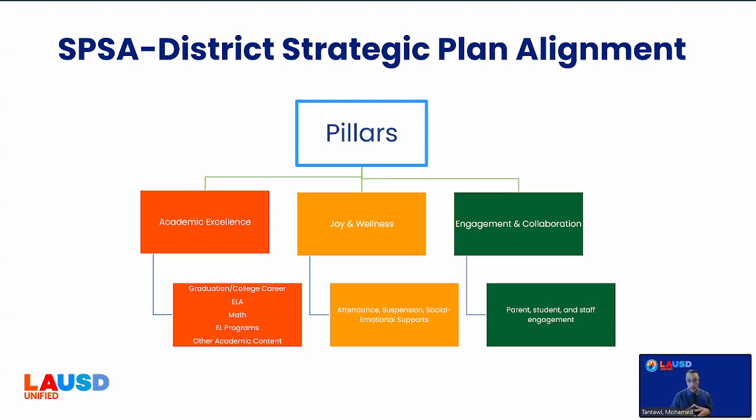You will also, in the SPSA, address pillar number 2, joy and wellness, which addresses attendance, suspension, and social emotional supports for students. And you will address pillar number 3, engagement and collaboration, which addresses parent, student, and staff engagement and collaboration.